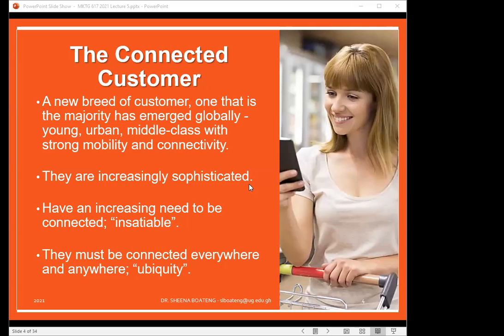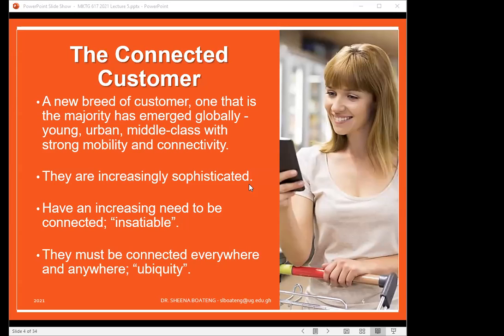So most of them are around the middle class range with strong mobility, meaning that they are middle class in the sense that they have the means to afford to buy certain products and services to satisfy various needs that they might have. And strong mobility in the sense that they are able to move from place to place. They are able to migrate from city to city, from town to town. They are not static.